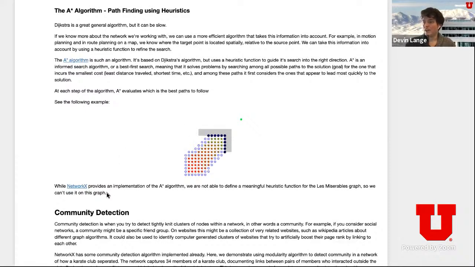So we already kind of talked through A star here. NetworkX does have an implementation of A star. The thing with A star is that you need to have a heuristic, and you need to be a little bit careful about the criteria for that heuristic. Basically, the predicted distance must be less than or equal to the actual distance to the edge in all cases, in order to guarantee that the optimal path is returned by the A star algorithm.